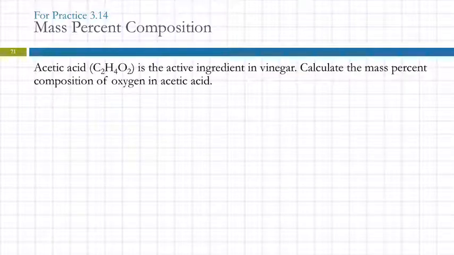So let's calculate the mass percent composition of oxygen in acetic acid. Acetic acid is the active ingredient in vinegar. Do we need to know that? Not necessarily, no.